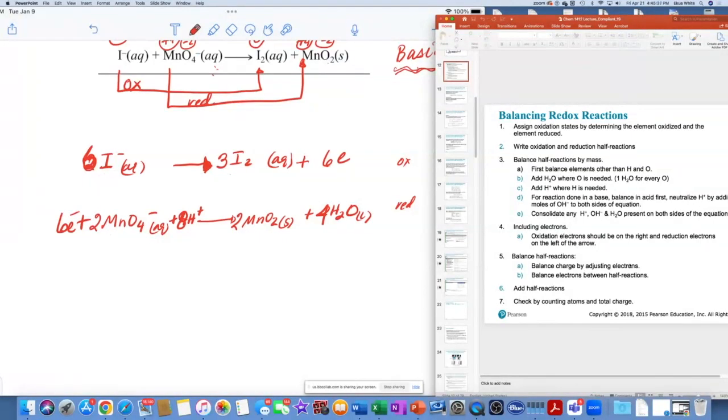Okay, so when you do that, let me check before I continue. 6 I's, 3 times 2, 6 I's. 6 electrons. Okay, this is 6 electrons, 6 negative on the left side. Here, 6 negative plus 2 negative makes 8 negative, plus 8 positive makes neutral. On the right side, you have no charge. 6 electrons, 2 Mn's, 2 Mn's, 8 O's, 4 O's, 4 O's, 8 O's, 8 H's, 8 H's. So the half reactions are balanced, right? Now let me go ahead and add the whole thing.